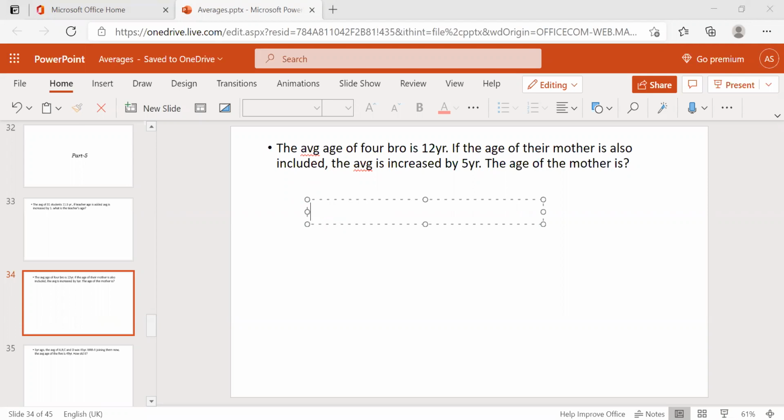Age of 4 members. The age of 4 members is 12. And if the mother joined here, that means how many members is there now? 5. And how many increased? By 5 years. So it is nothing but 17, right?